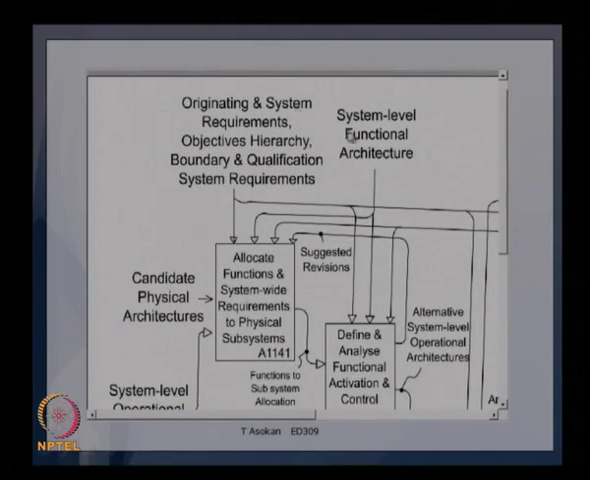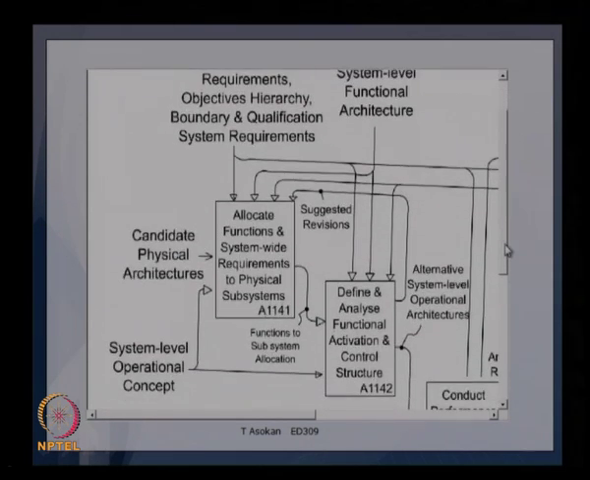For the first one, that is allocate functions and system wide requirements to physical subsystems, the inputs are the originating system requirements, objectives, hierarchy, and qualification boundary and qualification requirements. Then the system level functional architecture, which we already developed, is another input. Then the candidate physical architecture, which we identified in the physical architecture development, is another input, and the other input is the system level operational concept, which is coming from the initial stages. Using all these inputs, there will be an output coming as functions to subsystem allocation. So, this is the output from this.